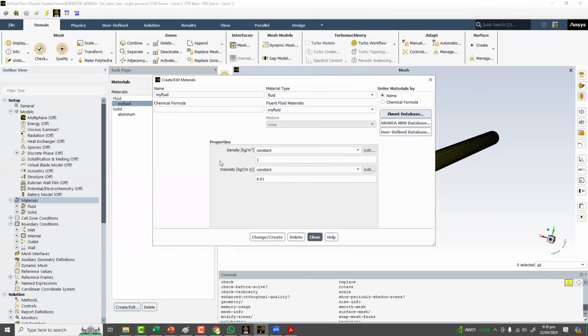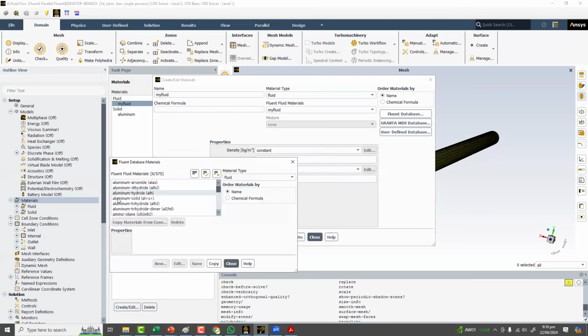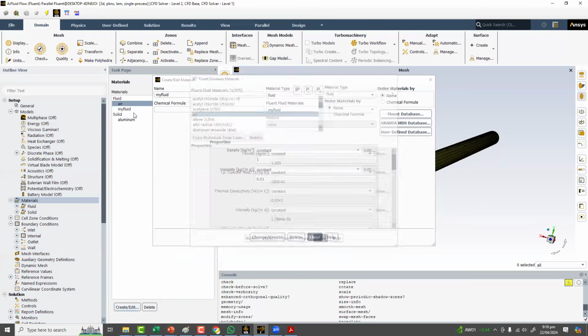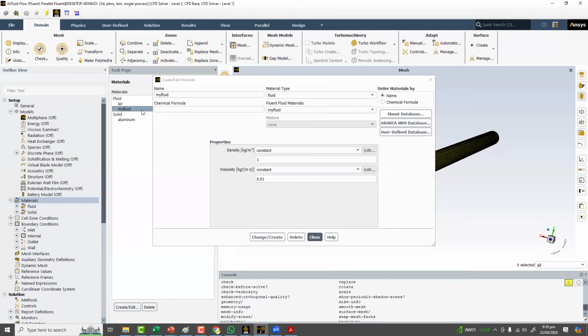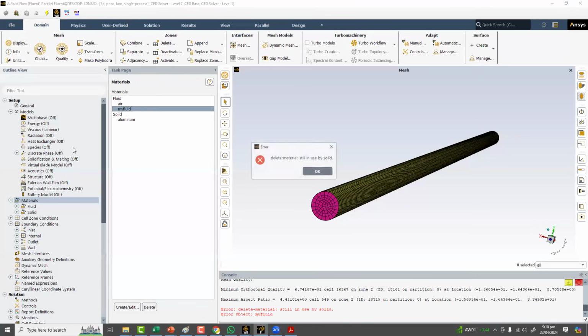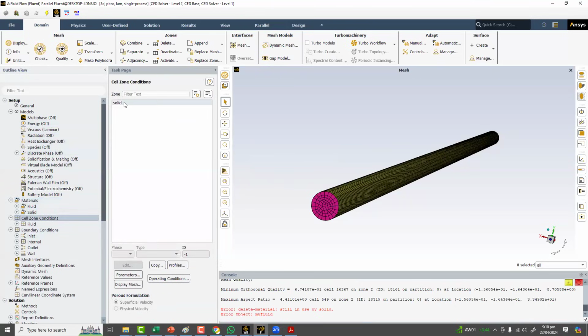Otherwise, you can also define the new material, like for example, the air, and copy. Okay, and be careful with one thing. Let's say if I delete my material. Okay, so right now it's being used by my domain. That domain is in the cell zone conditions. If I go there, this is my domain name. The name doesn't matter. Actually, the type of the domain is important. So the name can be anything, but the type of it should be fluid.